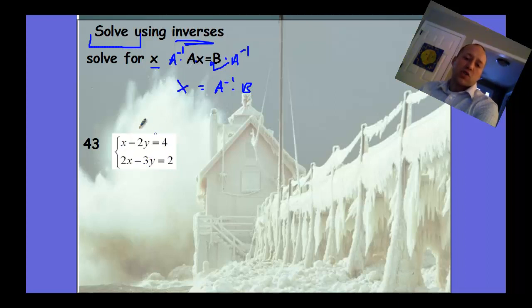So first thing we got to do is change our equation into a matrix form. So we have the coefficient matrix. So we have the 1, negative 2, 2, negative 3. So 1, negative 2, 2, negative 3.